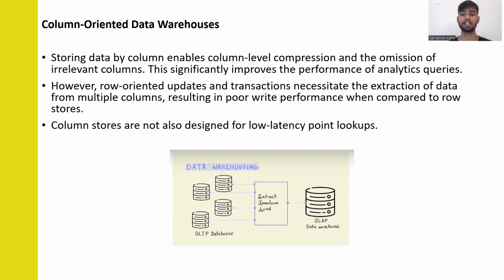However, row-oriented updates and transactions necessitate the extraction of data from multiple columns, resulting in poor write performance when compared to row stores. So column stores are not designed for low latency point lookups. So we can say the data warehousing, OLTP data, these are the OLTP databases. So we can extract, transform, and load data from these databases to the data warehouse.